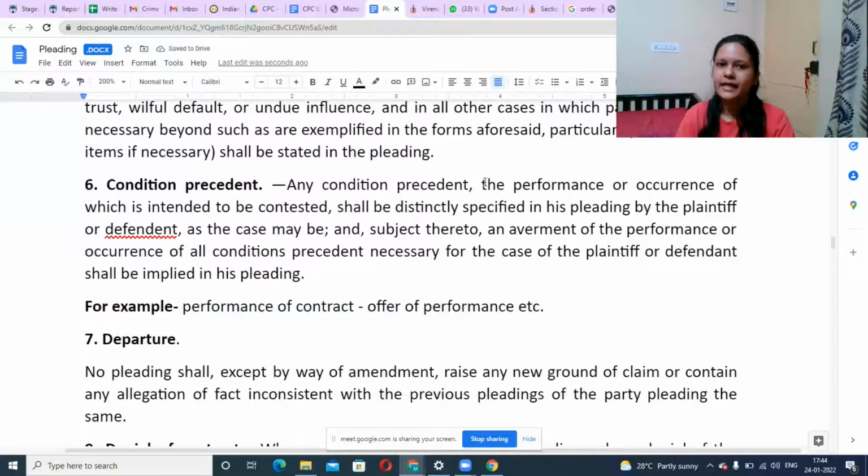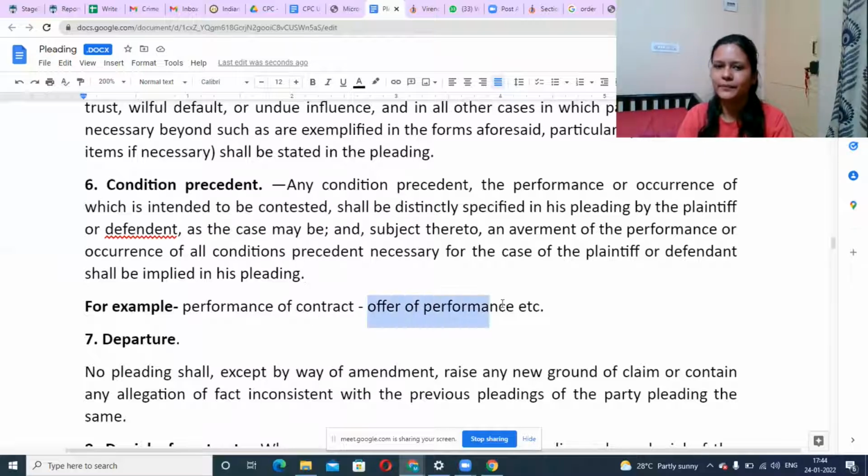Okay, so it says any condition precedent, the performance or occurrence of which is intended to be contested, shall be distinctly specified in his pleading by the plaintiff or defendant as the case may be, and subject thereto, an averment of the performance or occurrence of all such conditions precedent necessary for the case of the plaintiff or the defendant shall be implied in his pleading. So if I'm saying that, okay, this person is filing the case for maybe breach of contract, but then there was a condition precedent, the person only did not perform it.